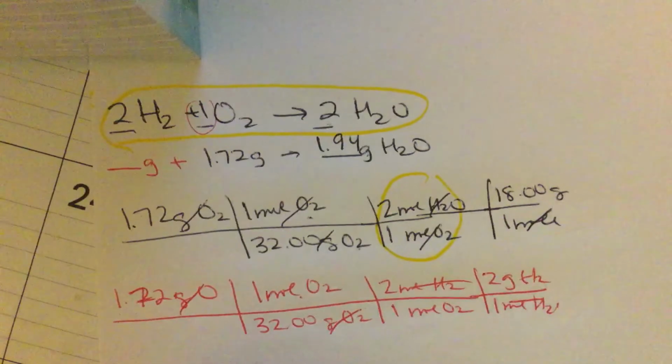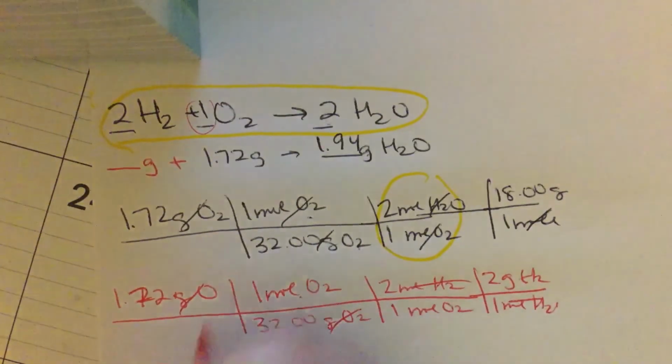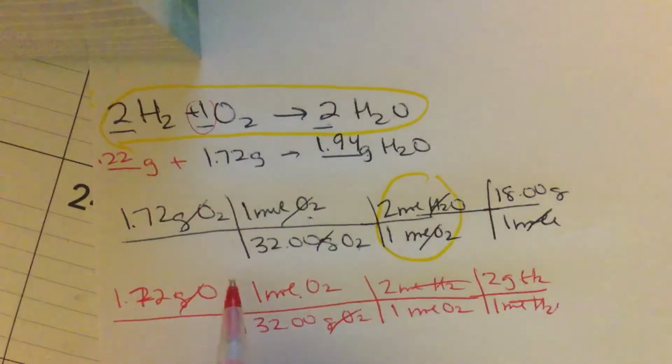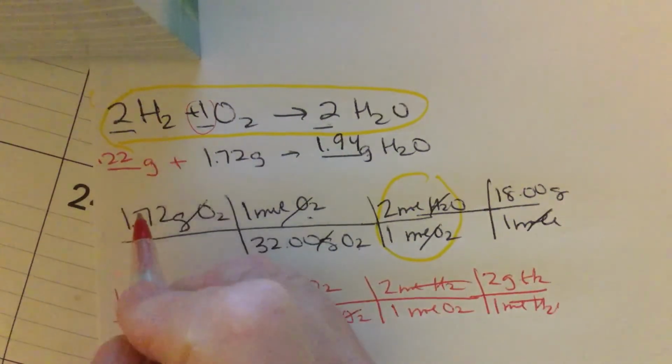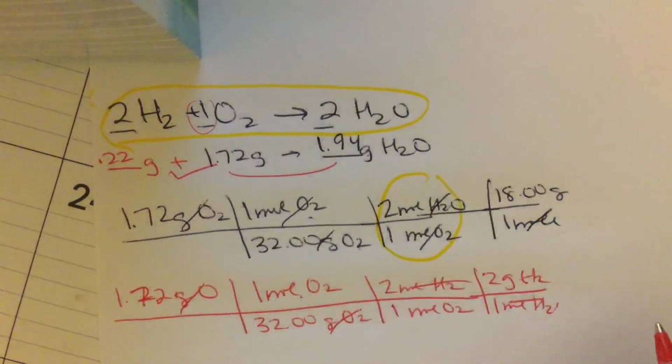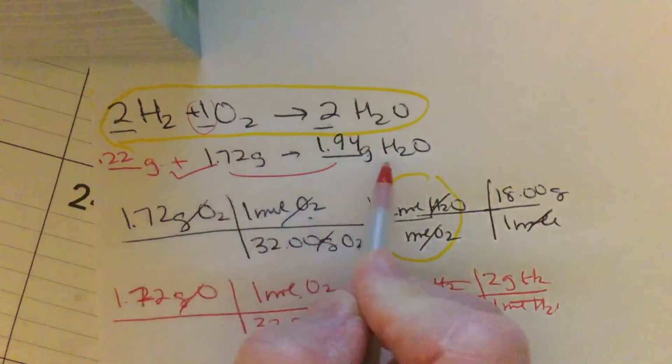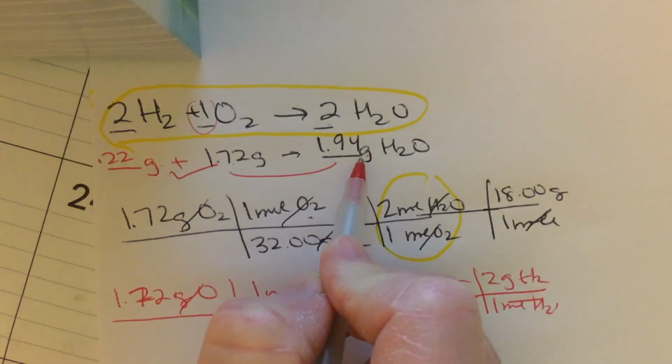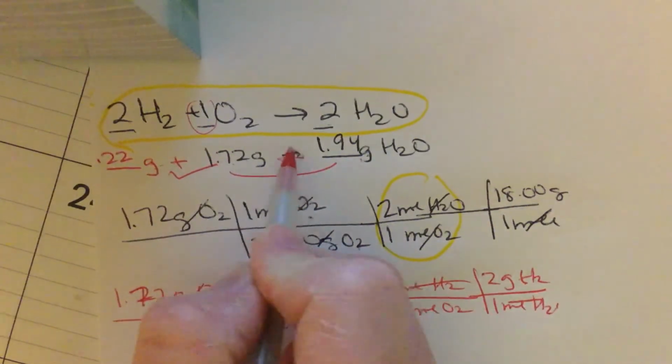Moles cancel out. So I take 1.72 times 2 times 2 divided by 32. Try it one more time. Times 4 divided by 32. I was right. So I should have 0.22 grams of this. And look at this. If I add 0.22 plus 1.72, I get 1.94. What goes into an equation has to come out as well. So these two sides have to equal what's made over here.